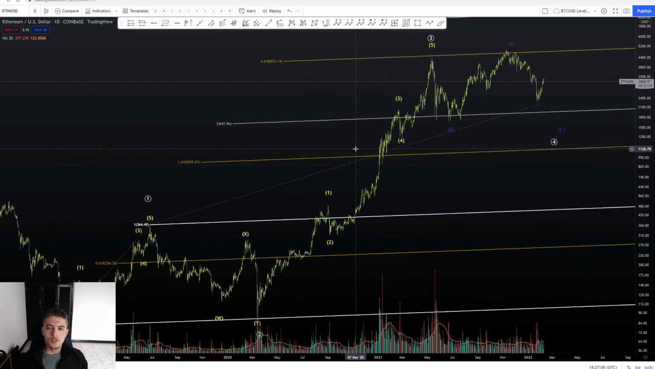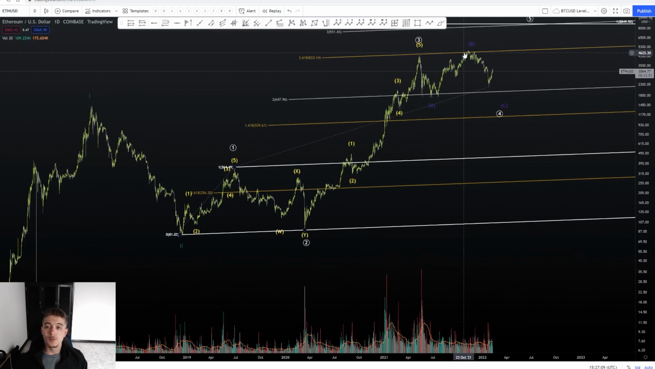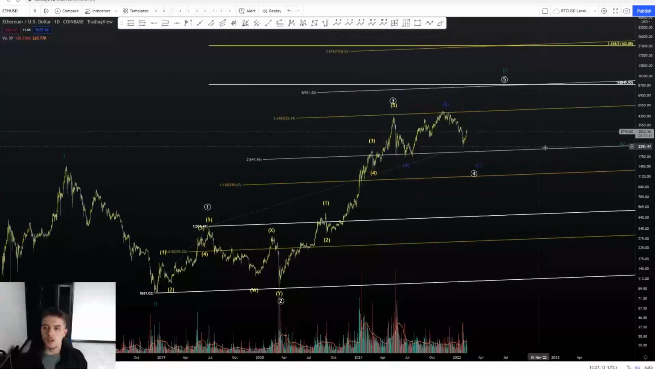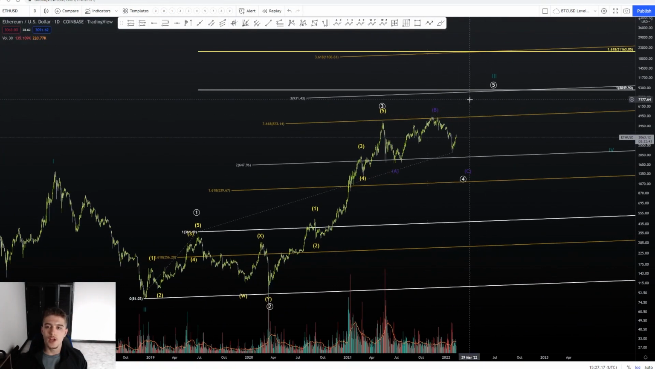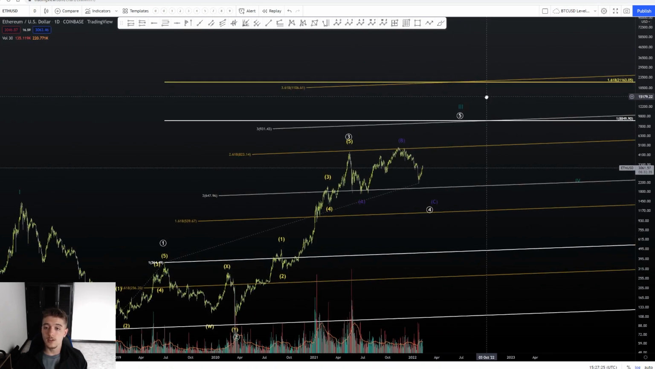And we see we get a nice reaction around the 2 line right here, and then also a very precise reaction around the 2.618 line. So just going off of the reactions we've already gotten, we might be able to expect a reaction around this 3 line right here, which would be around 8.7K. And then in very bullish scenarios, if this were a 1-2, maybe we could get a reaction around this 3.618 line, which would be around 22K.